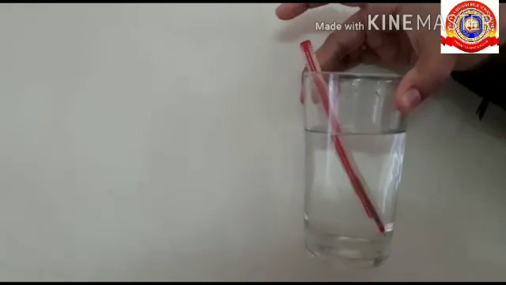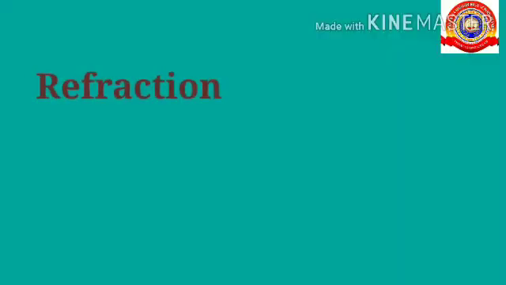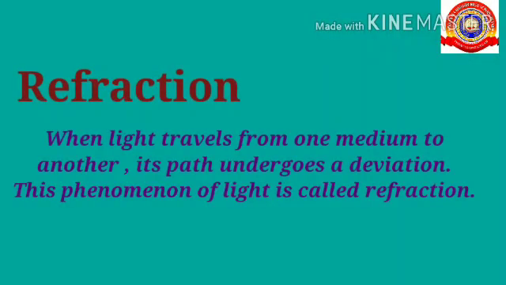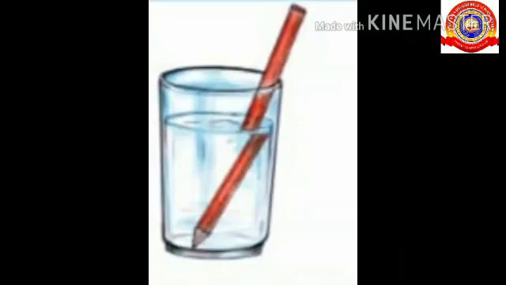What do you see? Why does the pencil appear broken? We know that the pencil is not broken. This is due to refraction. When light travels from one medium to another, its path undergoes a deviation. This phenomenon of light is called refraction.